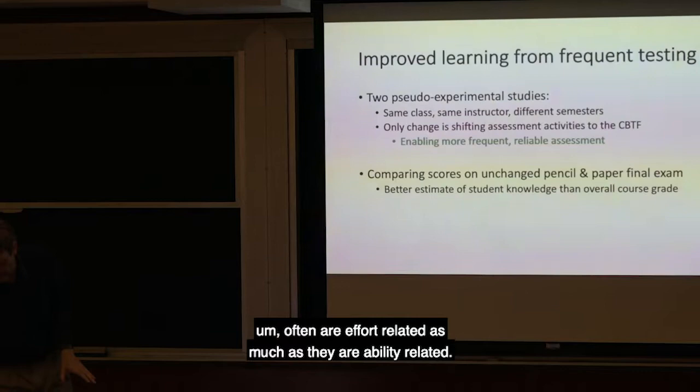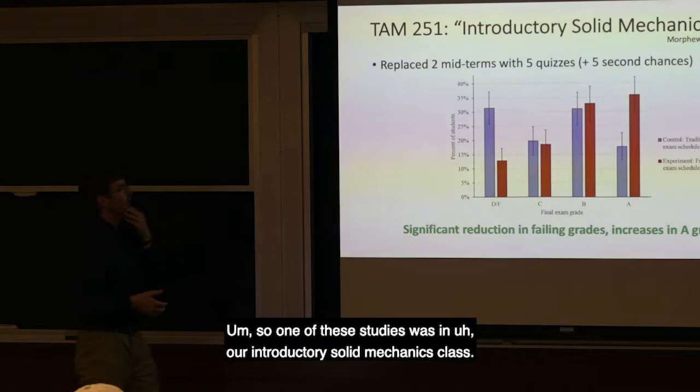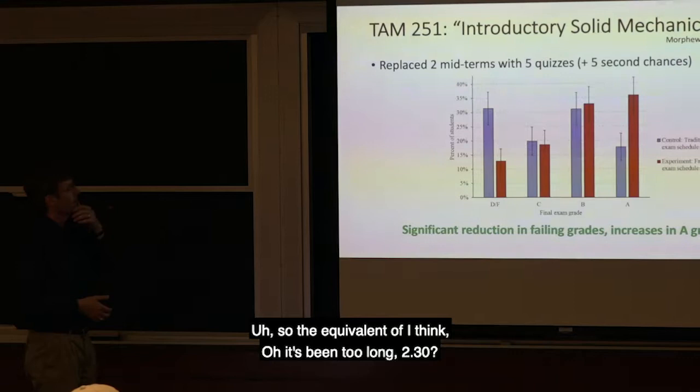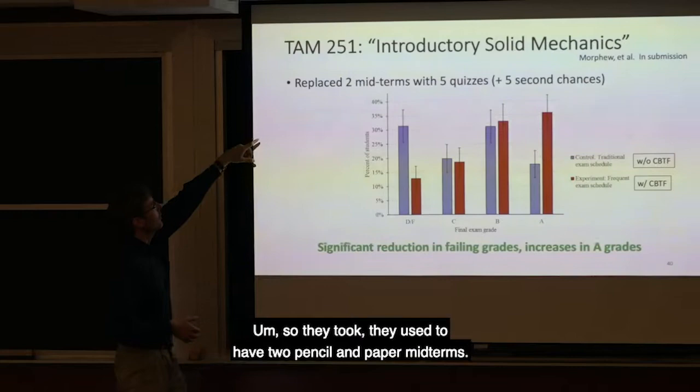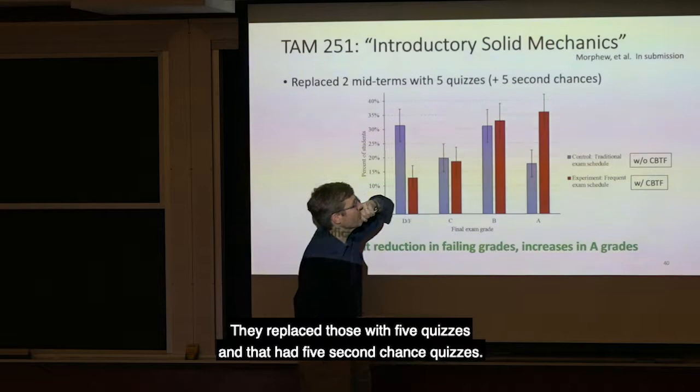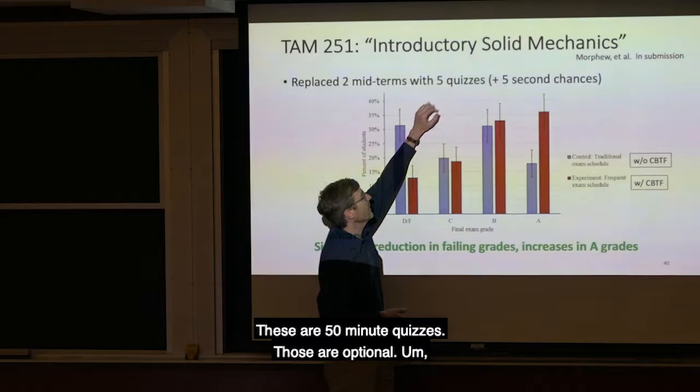One of these studies was in our introductory solid mechanics class, the equivalent of, I think, oh, it's been too long, 230? They used to have two pencil and paper midterms. They replaced those with 5 quizzes and then had 5 second chance quizzes. So roughly the same amount of content, because these were 2-hour exams and those are 50-minute quizzes. Those are optional.